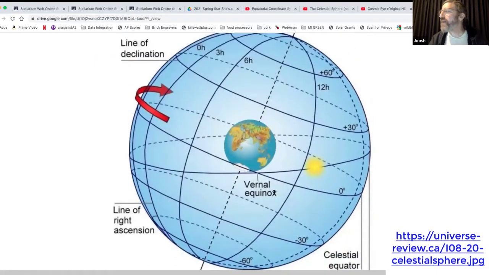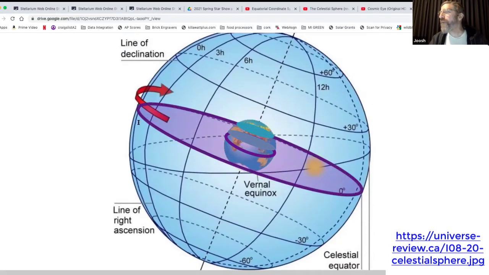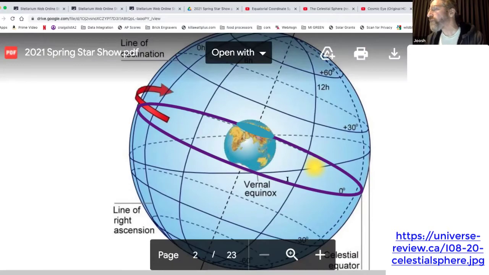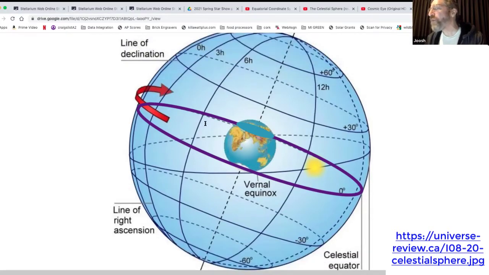You can see that here's the Earth's equator right here. If you projected that out, it would hit this disk that is right here, which is called the celestial equator. It's this one right here. This line right there, 0 degrees, that's called the celestial equator. That's going to become very important later.